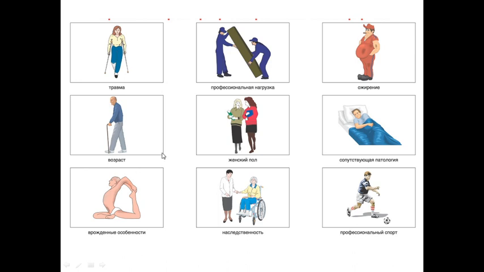This is, of course, age. The older, the more common. Professional overloading is also a predisposing risk factor. Gender: this is the woman. Also hereditary predisposition, overweight or obesity, and maybe combined pathologies like metabolic disorders, and also professional sport, which is often accompanied by traumas.